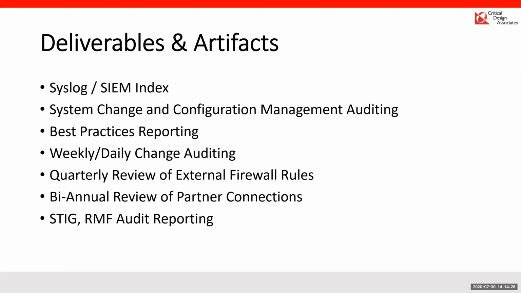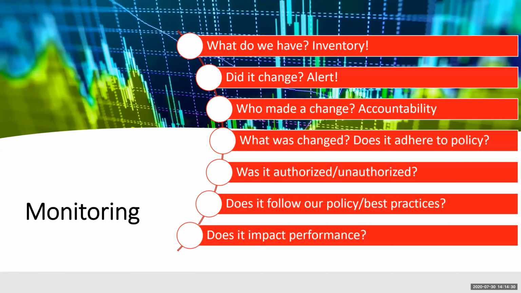So we talk about monitoring. What do we have? We're looking at inventory. Did it change? We have an alert. Who made the change? It has to be tied to identity. We need that accountability. So what was changed? Does it adhere to the policy? We showed and demonstrated that. Was it authorized or unauthorized?